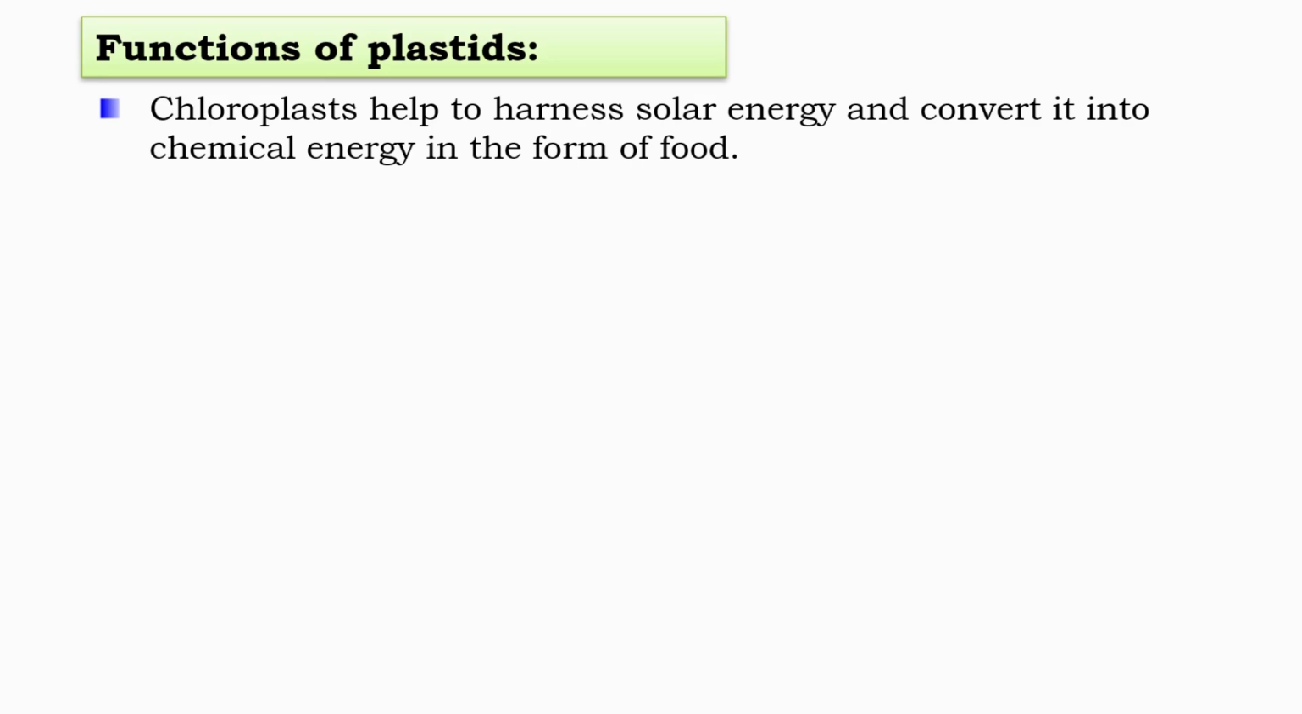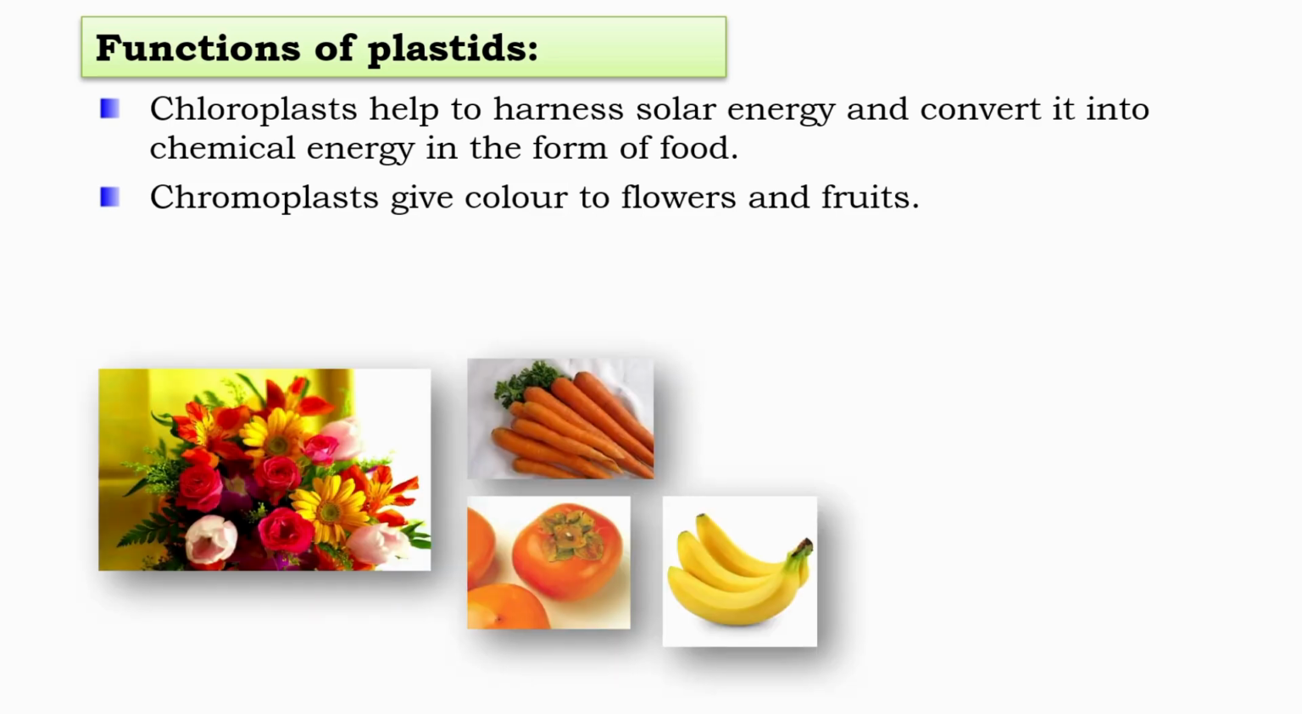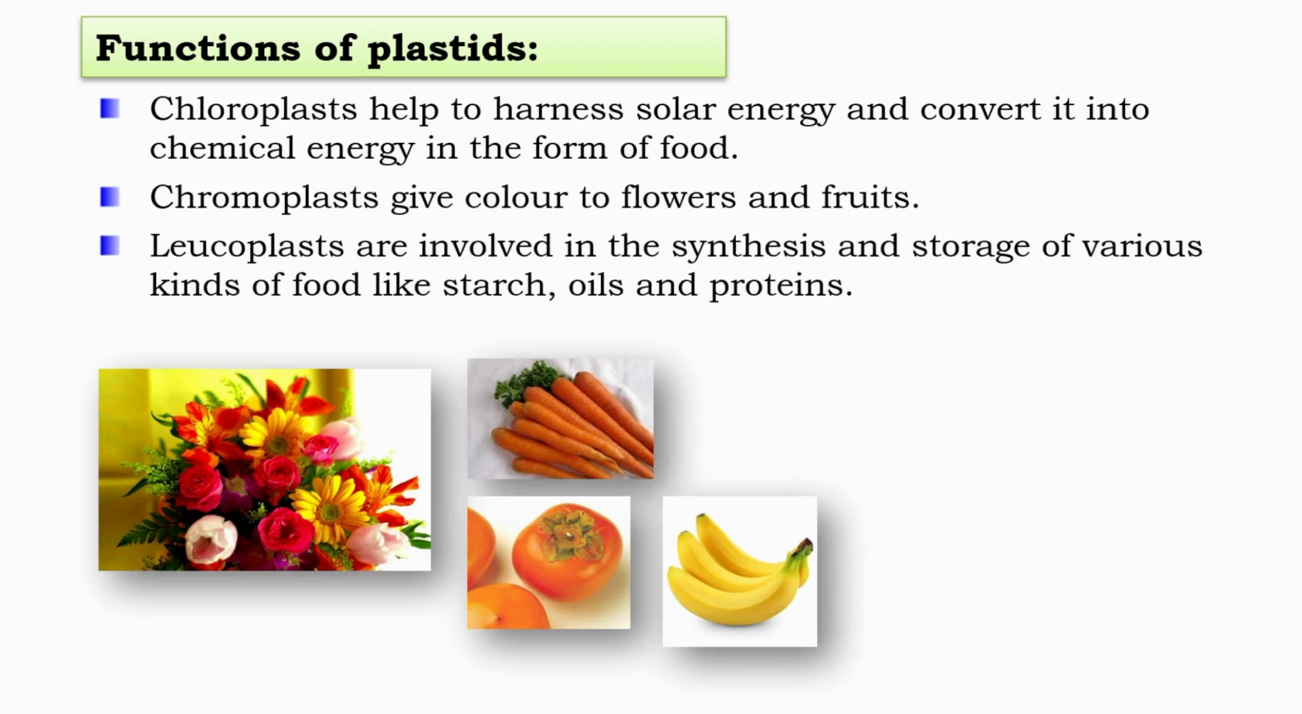Functions of plastids. Chloroplasts help to harness solar energy and convert it into chemical energy in the form of food. Harness means to trap. That means to trap the solar energy. Chromoplasts give color to flowers and fruits. Leucoplasts are involved in the synthesis and storage of various kinds of food like starch, oils, and proteins. Synthesis means production.